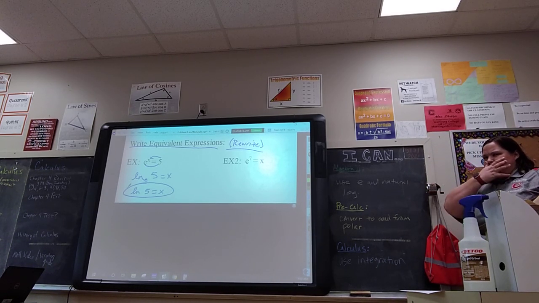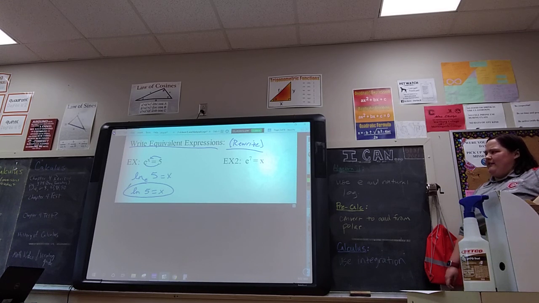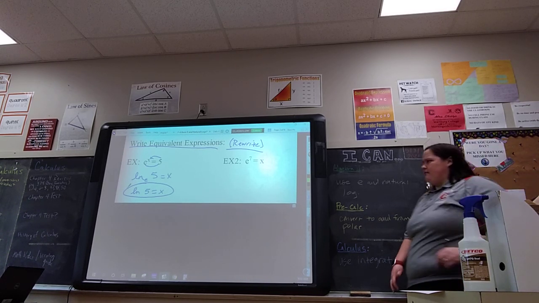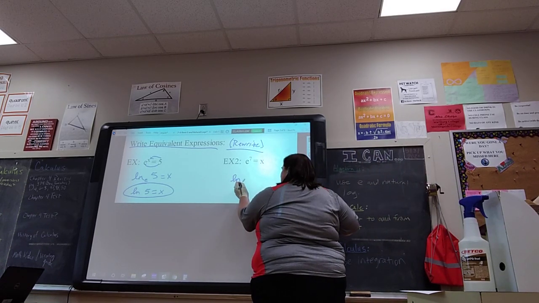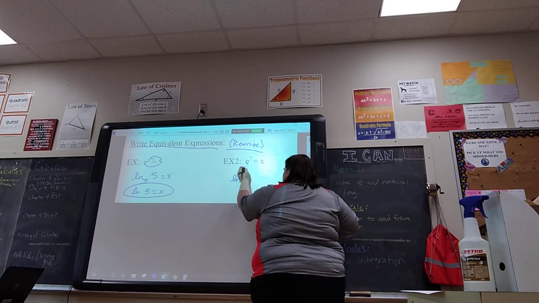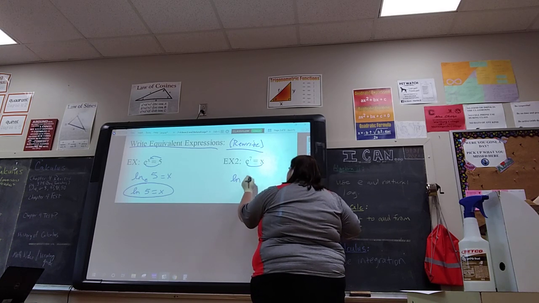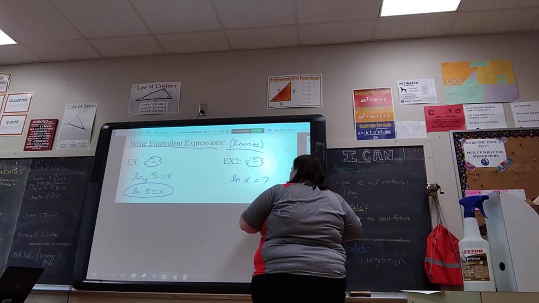That makes sense? So now we have E to the 7th equals x, so we're going to rewrite it into its ln form. So we have ln, we could write E here, but we're not going to. The E is going to change to ln, and then we walk around to the x, and it equals 7.